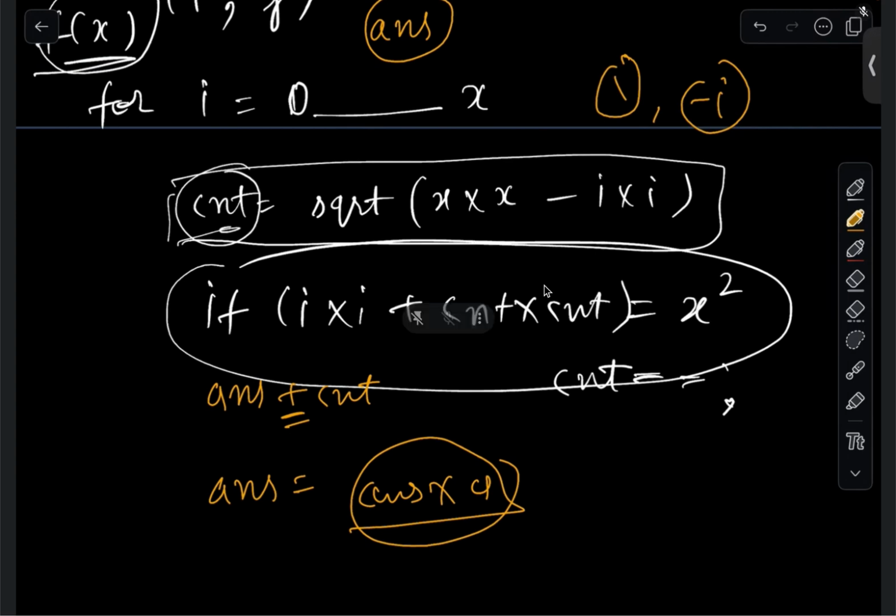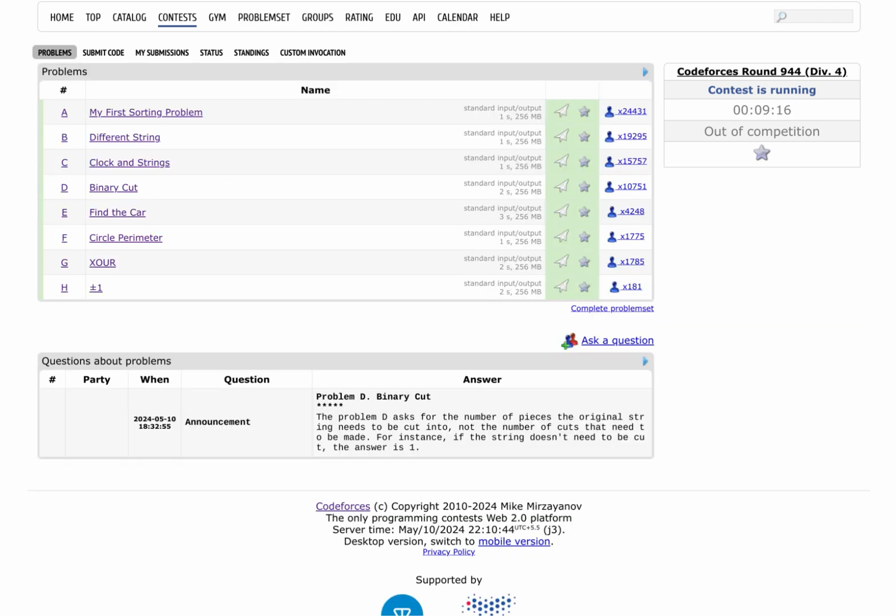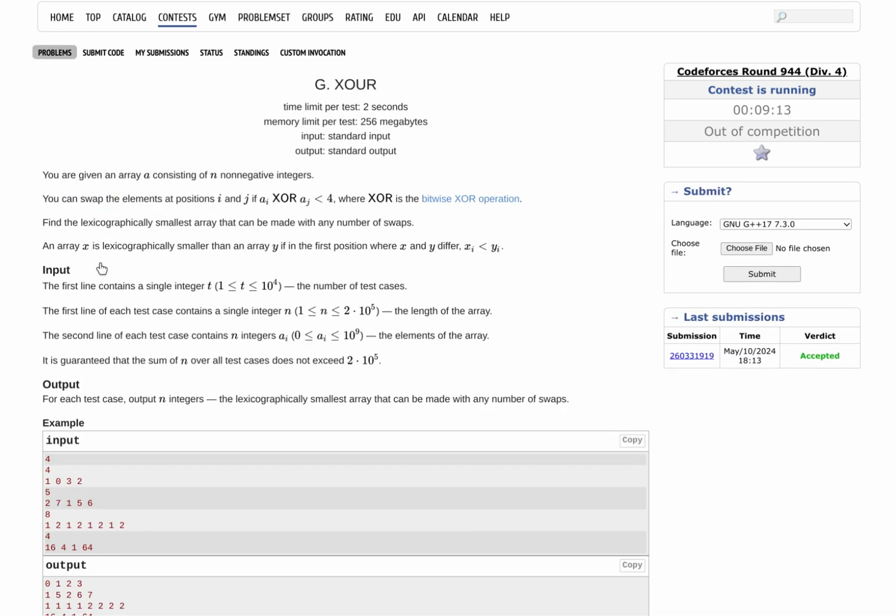Okay, problem F is done. Let's go to problem G. For problem G, one main idea that we have to think about is what this condition means. Actually, this problem is relatively simpler once you get this main idea. What does this condition mean?